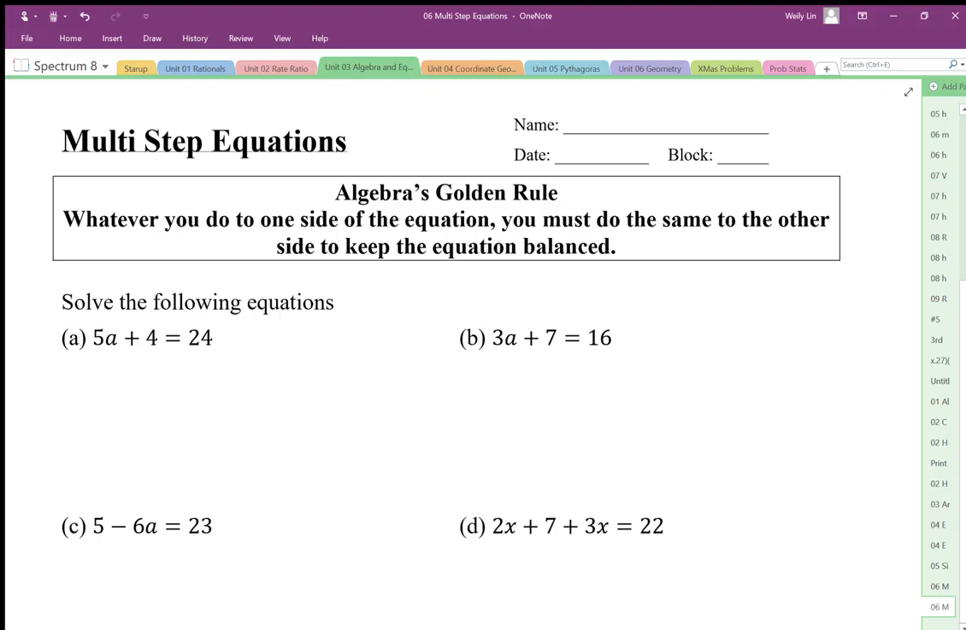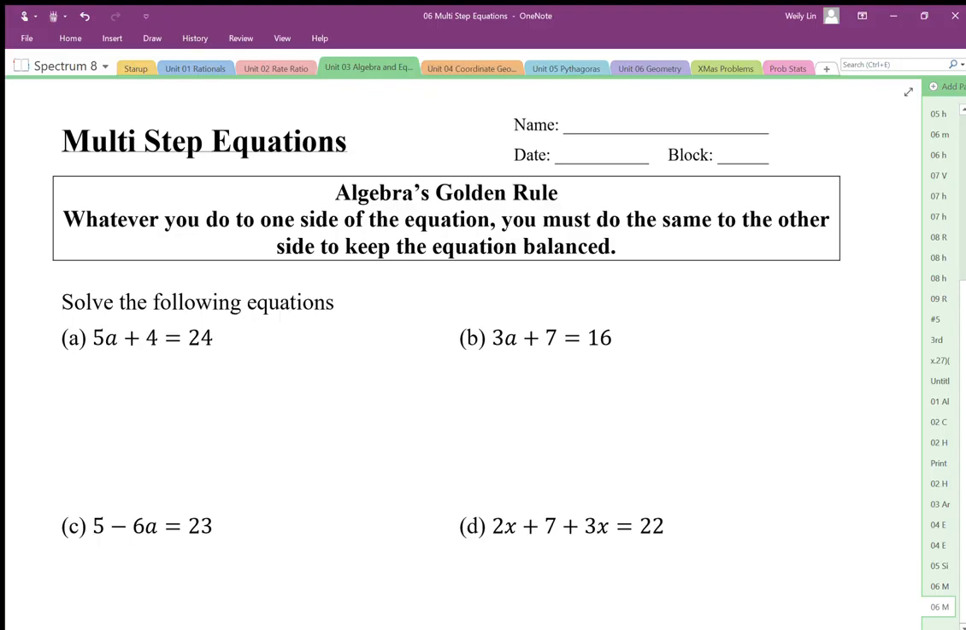So today we're going to be working on essentially the same thing as we've been working on before. We're going to solve equations. Again, there's algebra's golden rule: whatever you do to one side, you must do the same to the other. You must keep it balanced. Again, we can do whatever we want as long as we keep it balanced.